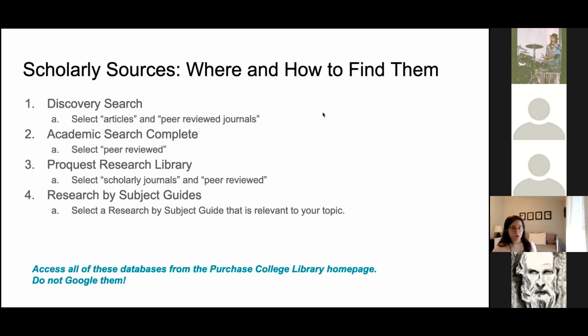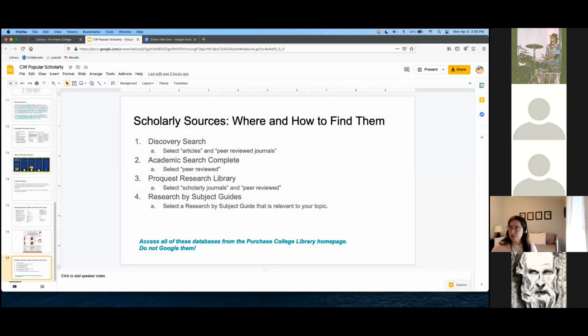So, where are we going to look? We're going to look in a couple different places. The first three are general interdisciplinary sources. These three, Discovery, Academic Search Complete, ProQuest Research Library, cover all sorts of topics. So no matter if your topic gears more towards popular culture or health or science or art or music, it doesn't matter. These first three, you'll be able to use them no matter what your topic is. So let's get into that a little bit.